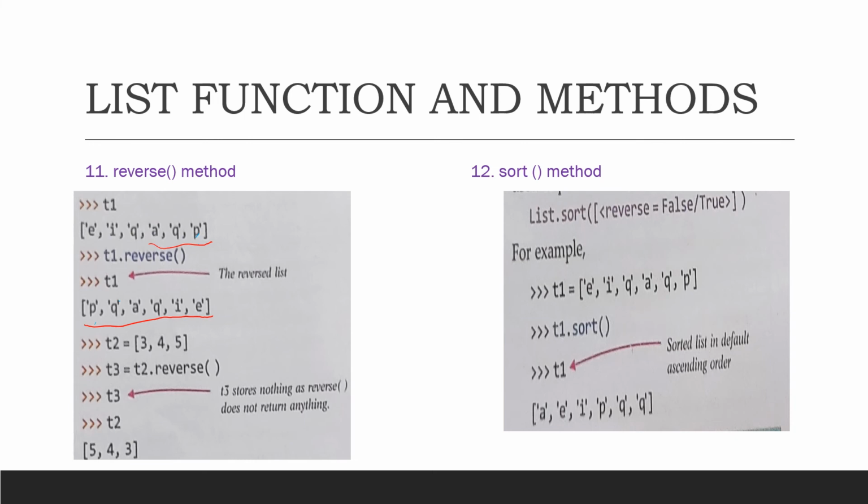You can use this with numbers also, as you see over here. T2 is equal to 3, 4, 5. T3 is equal to T2 dot reverse. So now it got reversed, 5, 4, 3.